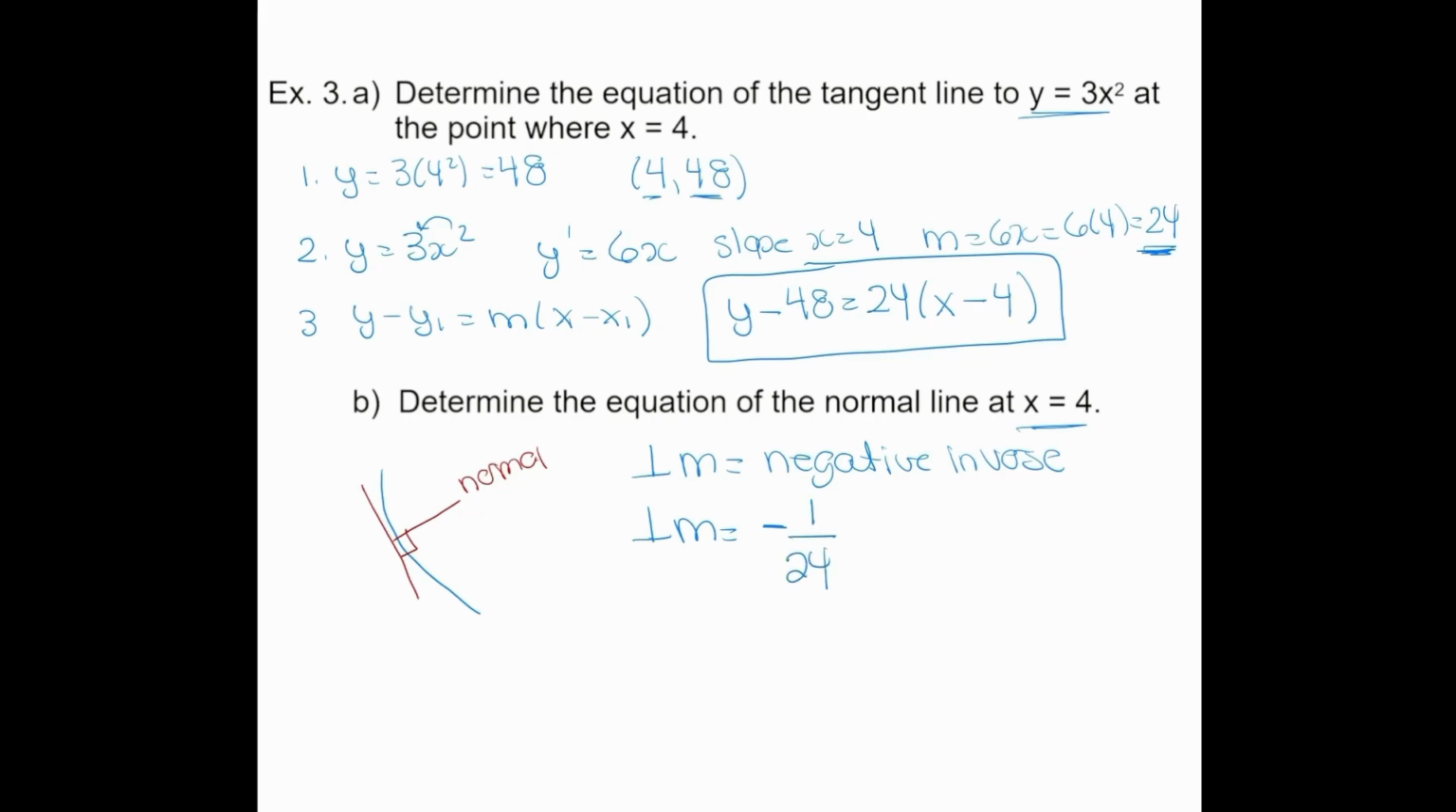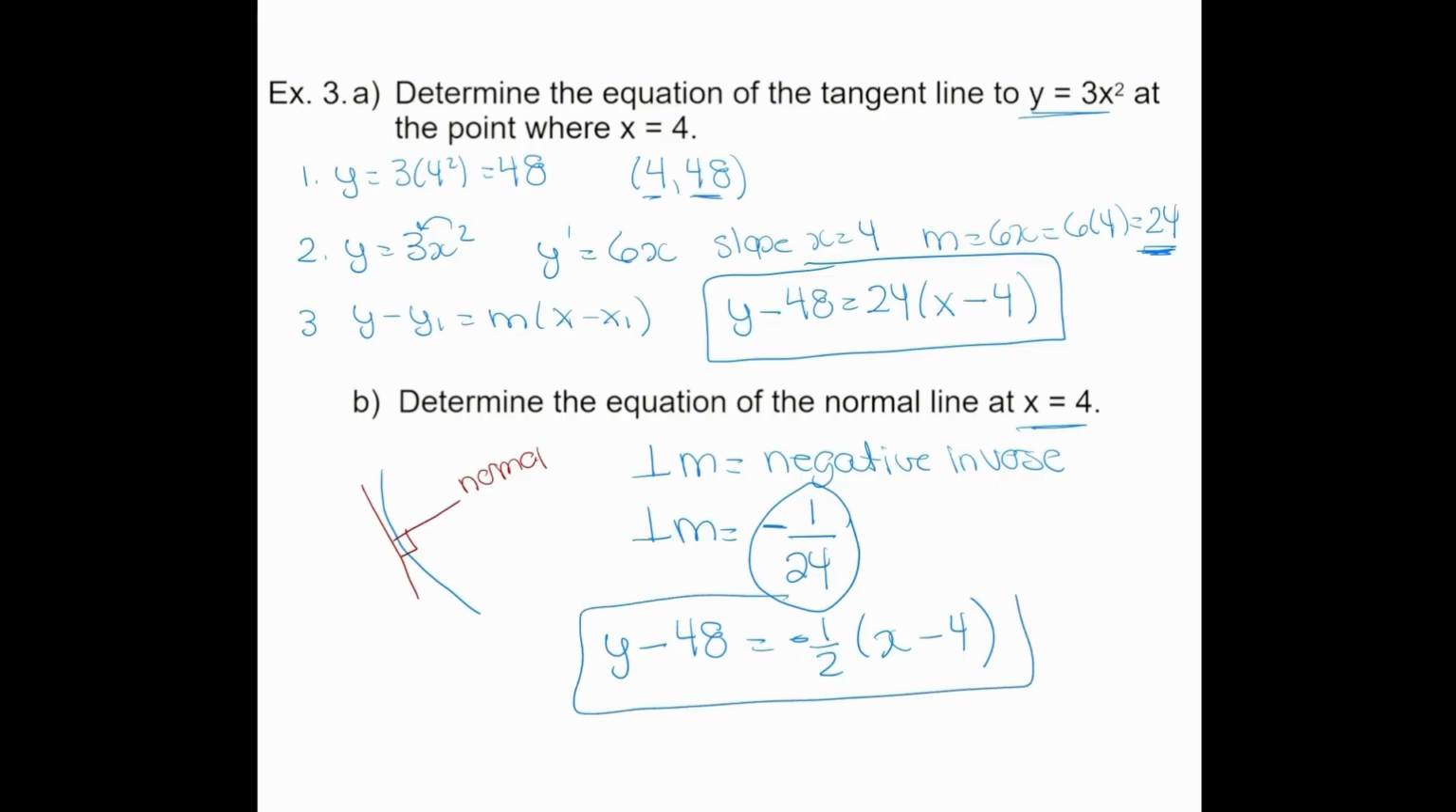So then we're just going to go back and use this slope equation and plug in what we know. So y minus 48, that was my original y1 value, equals my new slope. This is my new slope, negative 1 over 24. X minus my x value of 4. And again, it is okay to leave it in this form.